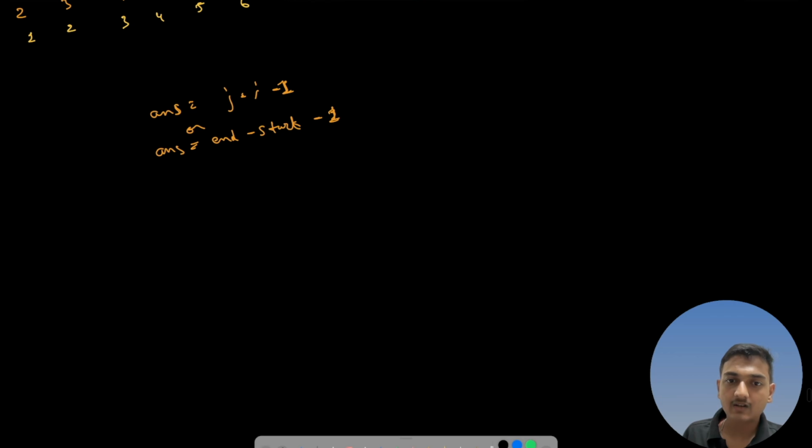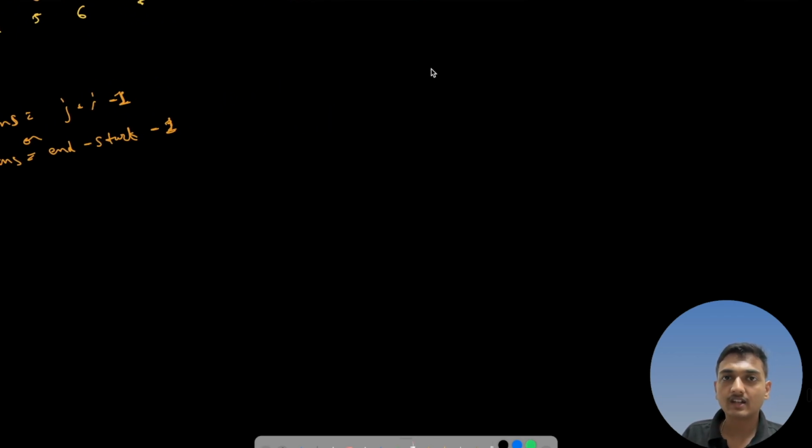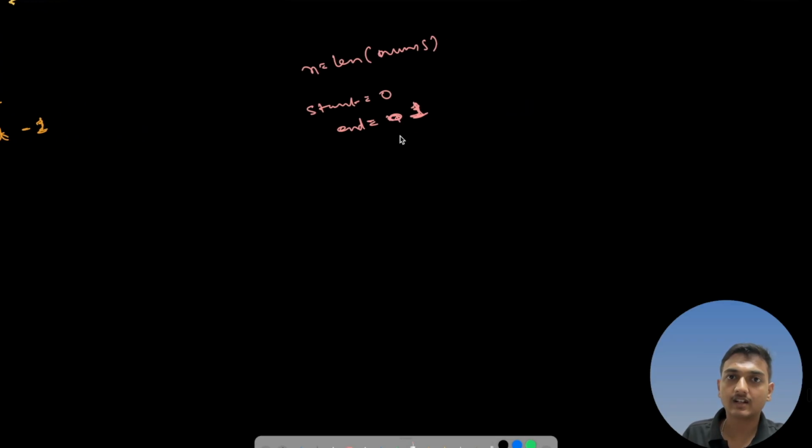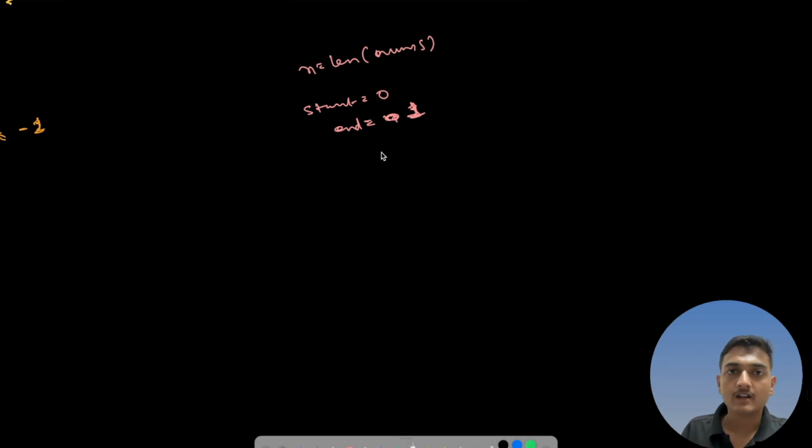So let me try to write pseudocode for this quickly. The pseudocode will be simple. I will get the length in n, the length of nums. Super. Now I will start my start pointer from 0. End pointer, I think I can keep it at 1, from 1 I can start. Super. So what is the next thing I need to do? I need to run a loop. So I can write a for loop as well.